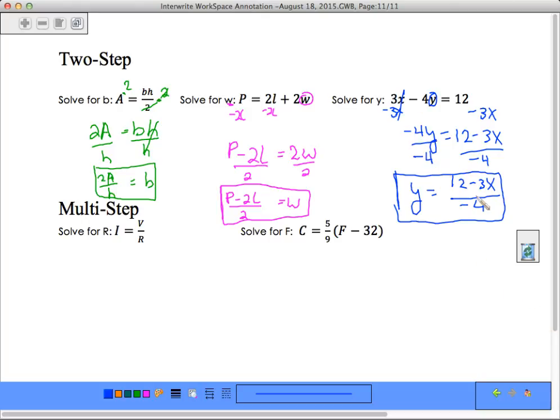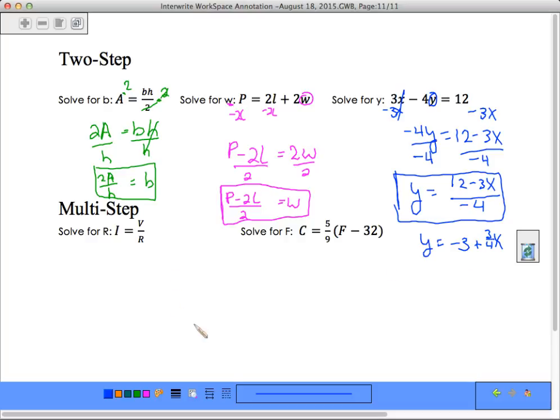You can also rewrite that. You could simplify it by dividing each one of these out. So this would also be an acceptable answer. You could say 12 divided by negative 4 is negative 3. And then negative 3x divided by negative 4 is positive 3/4 x. This is exactly the same. Either one of these would work.